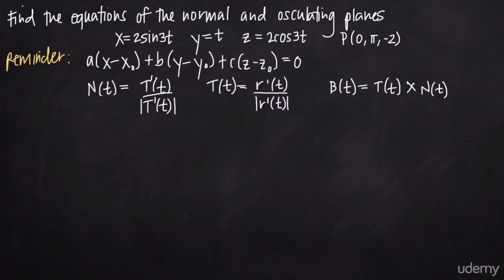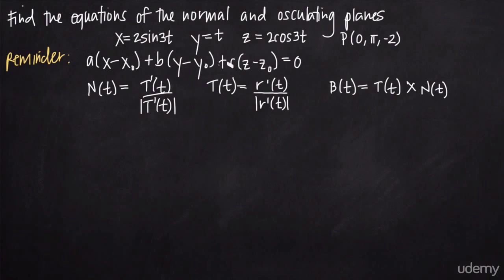Today we're going to be talking about how to find the equations of the normal and osculating planes. In this particular problem, we've been given these parametric equations: x equals 2 sine of 3t, y equals t, and z equals 2 cosine of 3t. And we've been asked to find the normal and osculating planes of the curve defined by these parametric equations at the point (0, pi, -2).